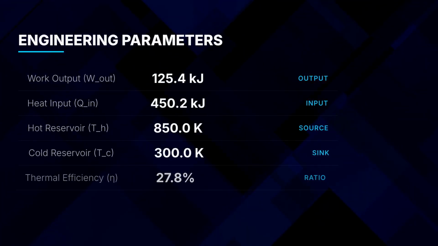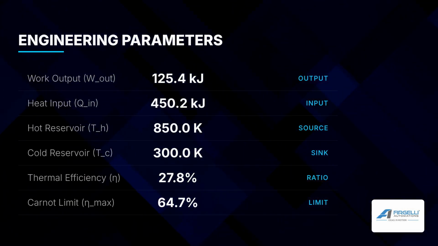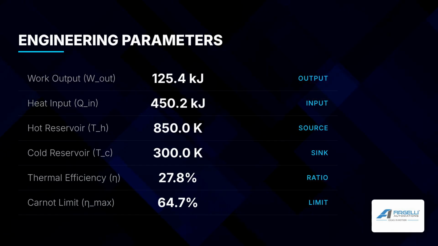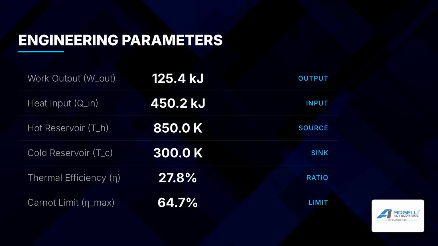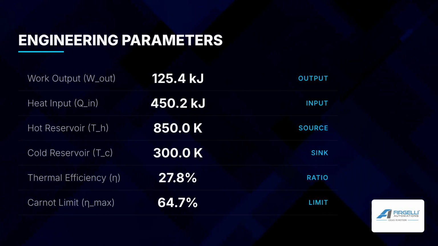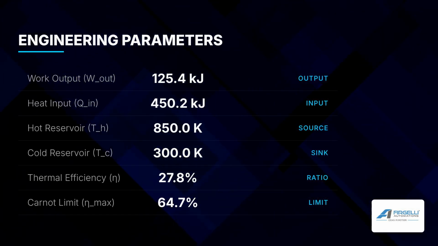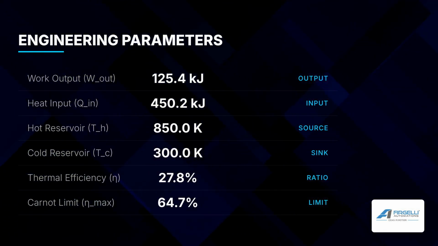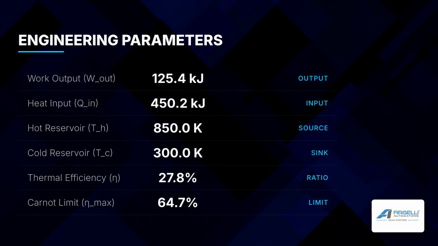The input fields include work output in kilojoules or kilowatts, heat input in kilojoules or kilowatts, thermal efficiency as a percentage, hot reservoir temperature, cold reservoir temperature, with a temperature unit drop-down offering Kelvin or Celsius. Additional fields include Carnot efficiency percentage, actual efficiency percentage, power output in kilowatts, fuel heating value in megajoules per kilogram, and another thermal efficiency percentage field for fuel calculations.